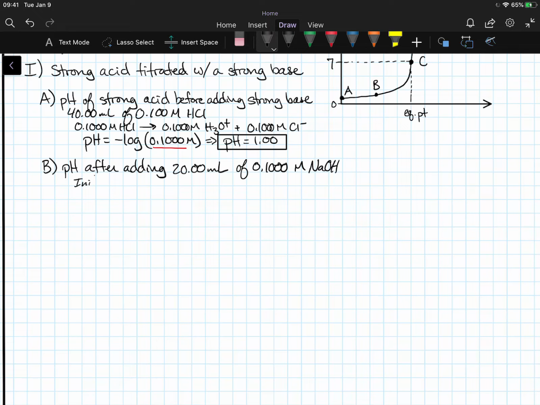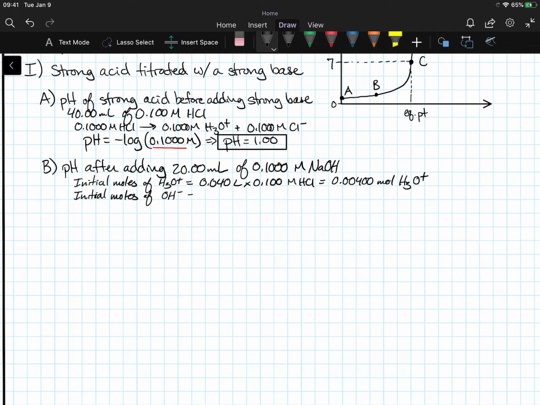So the initial moles of H3O+ is simply equal to the 40 milliliters, so 0.04 liters, times the 0.1 molar HCl, which gives us 0.00400 moles. HCl, or H3O+, dissociates completely. The initial moles of hydroxide come from the 0.020 liters, or 20 milliliters, of the 0.100 molar sodium hydroxide, which again dissociates completely, so we end up with 0.00200 moles of hydroxide.